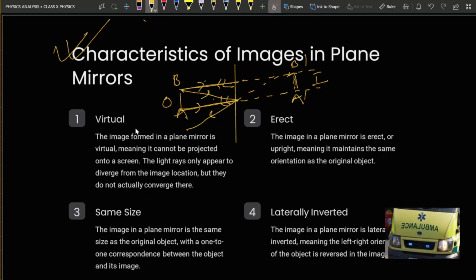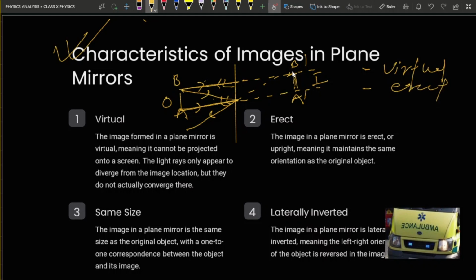We can conclude that the image formed by a plane mirror is, of course, virtual. Why? Because the rays are not actually meeting. In fact, they are appearing to meet. And it is erect.